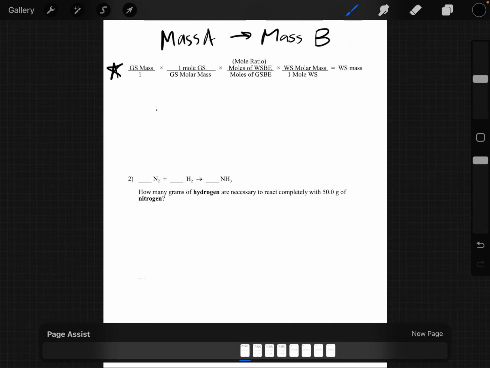There will be a very similar formula to this on your formula sheet. So just pay attention to that. Okay, so here's an example problem. We have an equation. We need to make sure it's balanced.